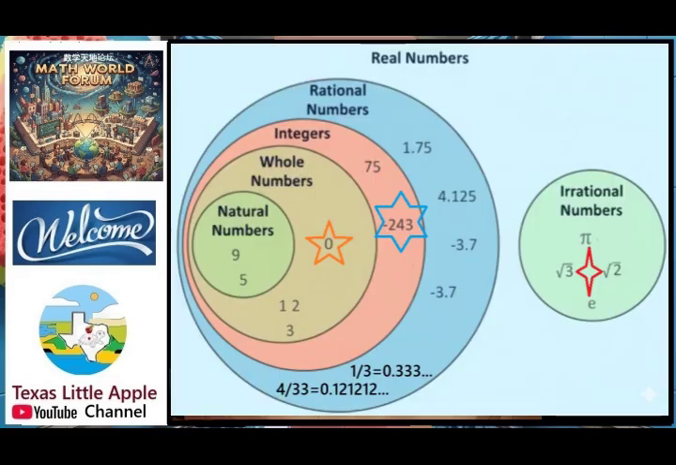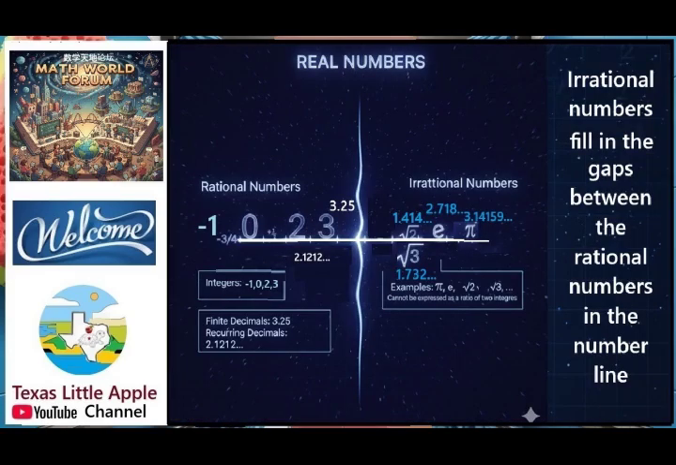Natural numbers, together with the later discovery of zero, became the whole numbers. Adding negative whole numbers gave us the integers. Integers combined with fractions formed the rational numbers. And once irrational numbers were finally recognized and understood, all of these together created the real number system, one of the greatest achievements in mathematical history.